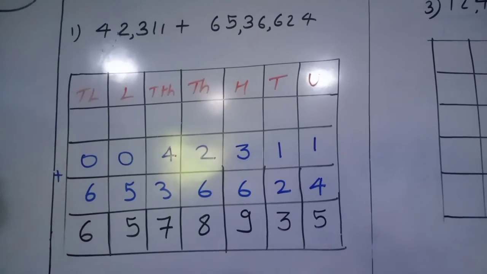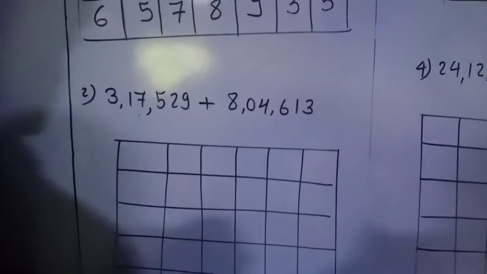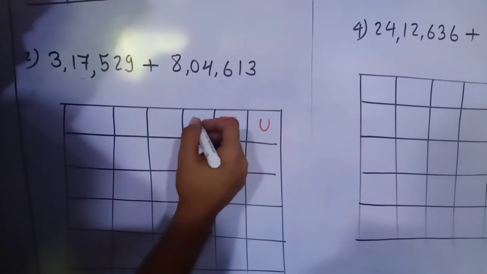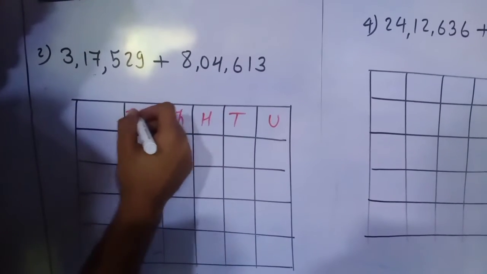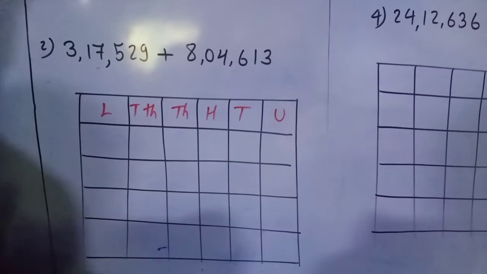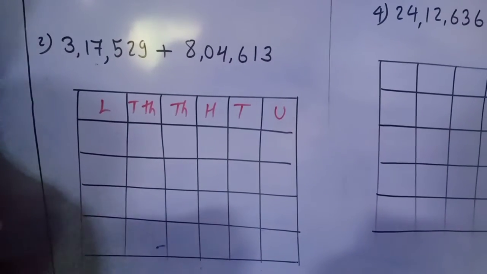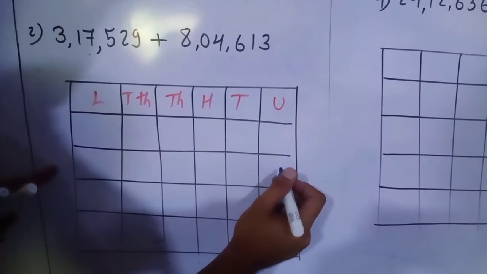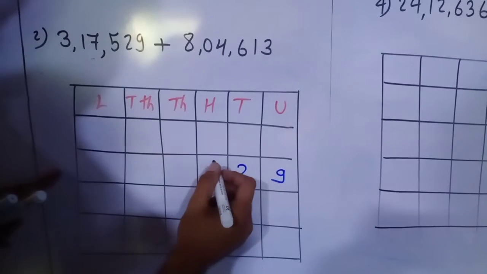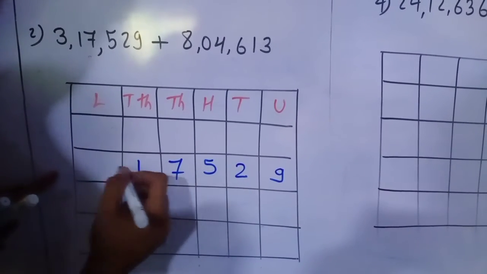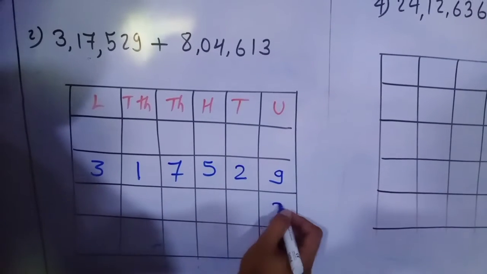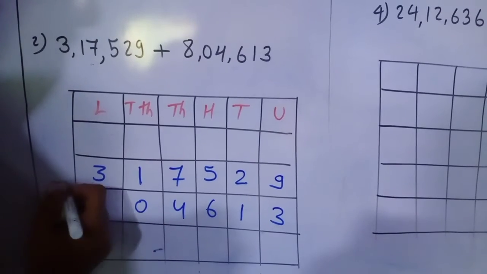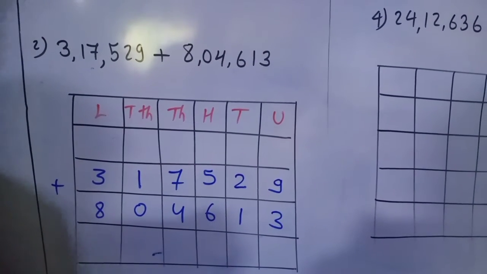Come to sum number 2. Again, we are going to start by writing the places. The same way we have mentioned the columns: unit, tens, 100, 1000, 10,000, lakh. The first number we are going to write starting from the right hand side. In the third row we write 9, 2, 5, 7, 1, 3. Second number 3, 1, 6, 4, 0, 8. Put the addition sign. Now do the addition.